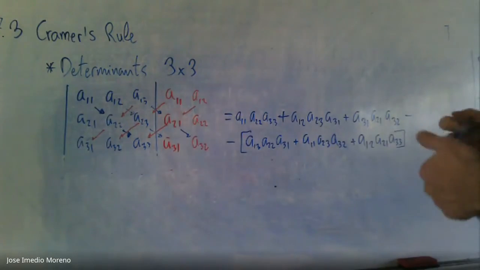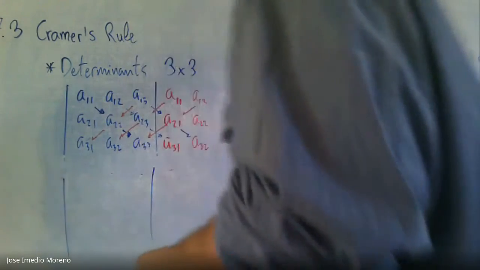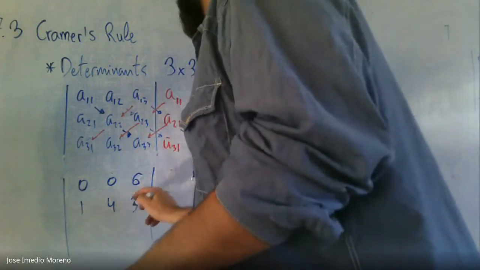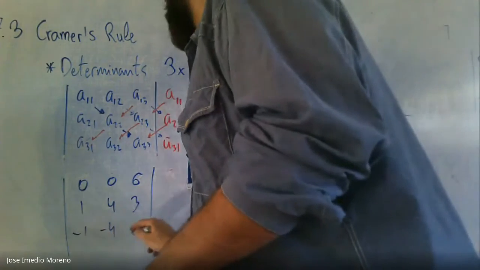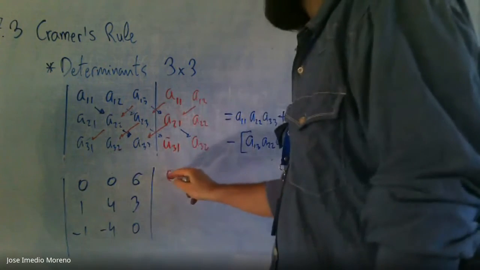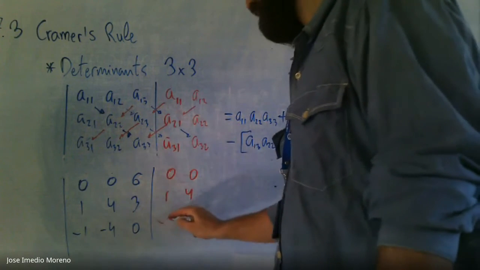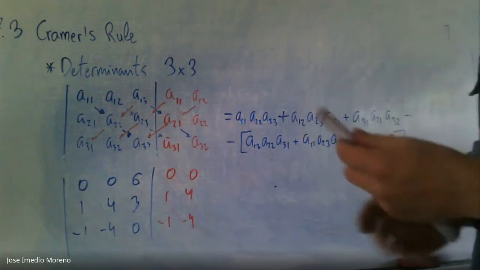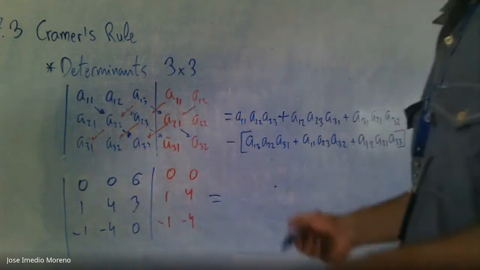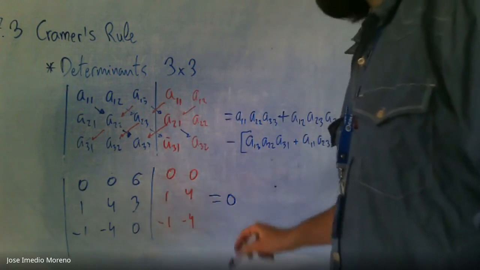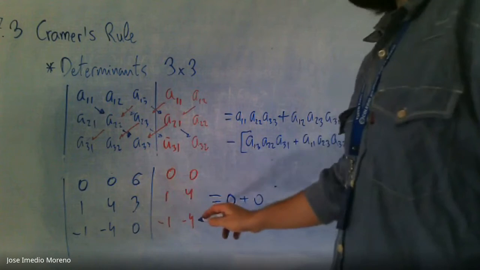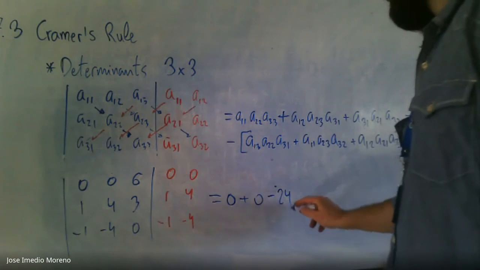Which is even shorter. It's 0, 0, 6, 1, 4, 3, minus 1, minus 4, 0. Once again, first step, I copy the first two columns: 0, 0, 1, 4, minus 1, minus 4. Then I compute the main diagonals. 0 times 4 times 0 is 0. 0 times 3 times minus 1 is 0. 6 times 1 times minus 4 is minus 24.